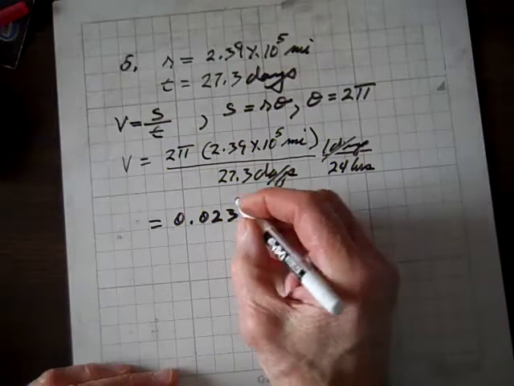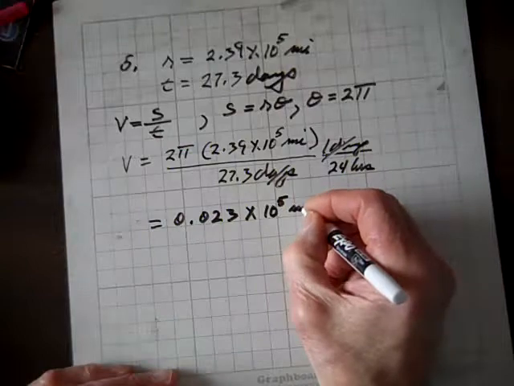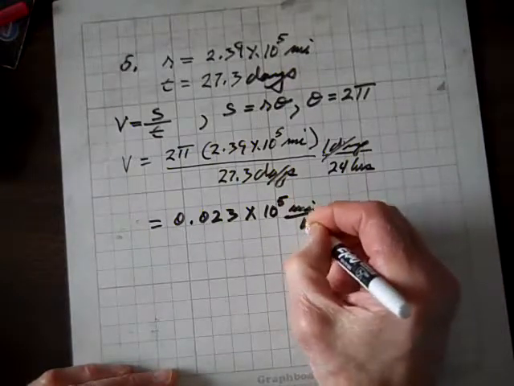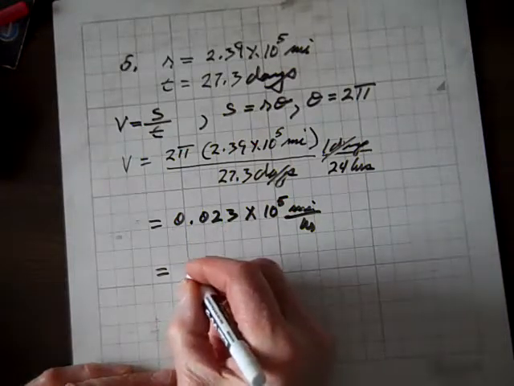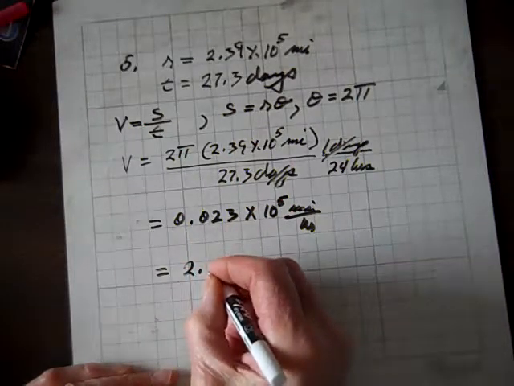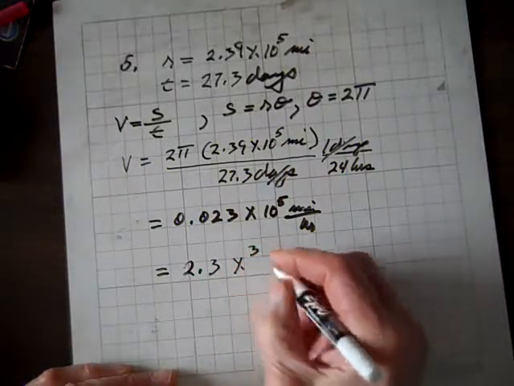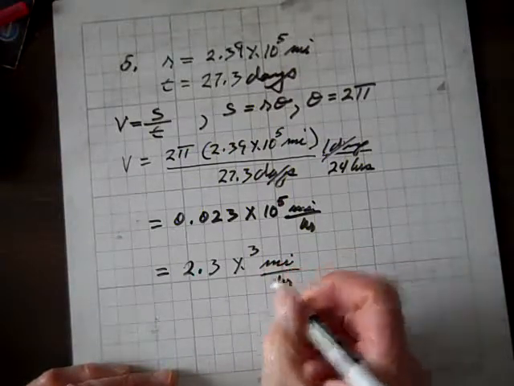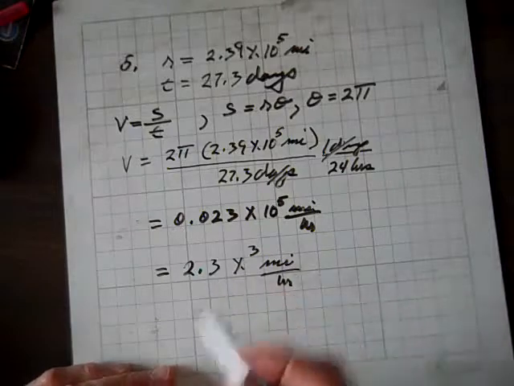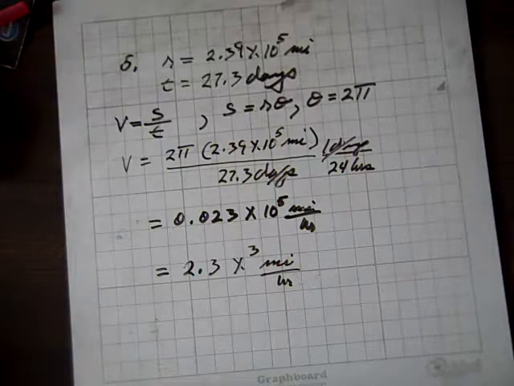0.023 times 10 to the 5th miles per hour, which equals, moving that decimal point over 2 places and writing this in scientific notation, 2.3 times 10 to the 3rd miles per hour. That means the moon is moving at 2,300 miles an hour. Whoa! We're done.